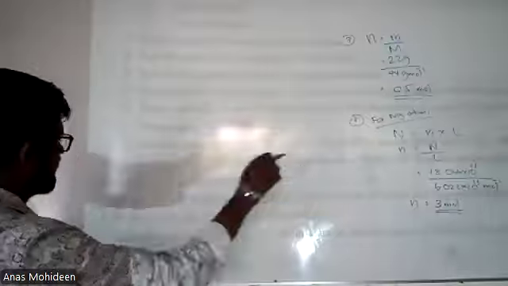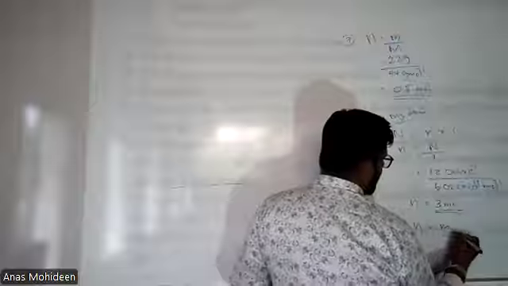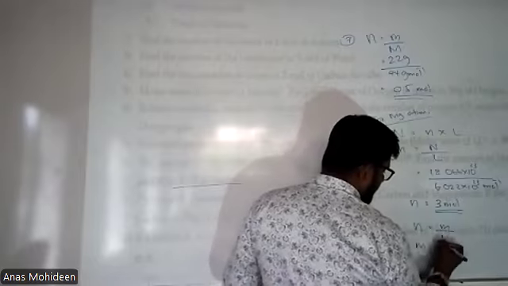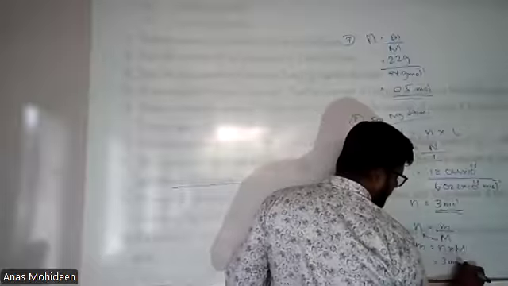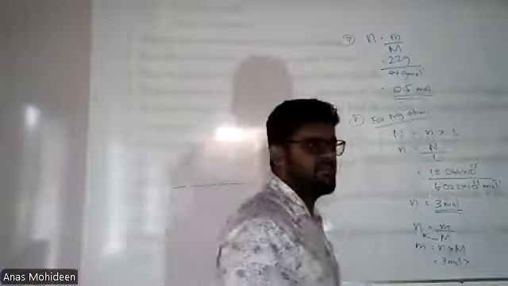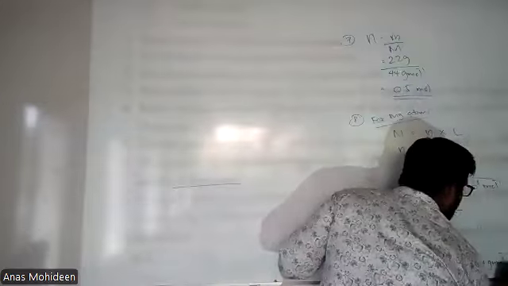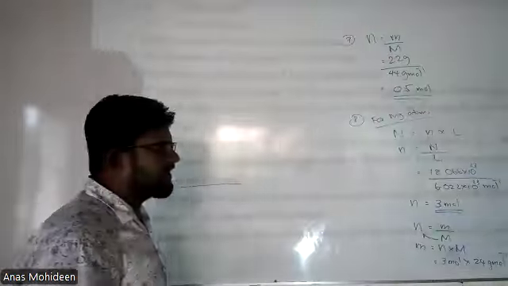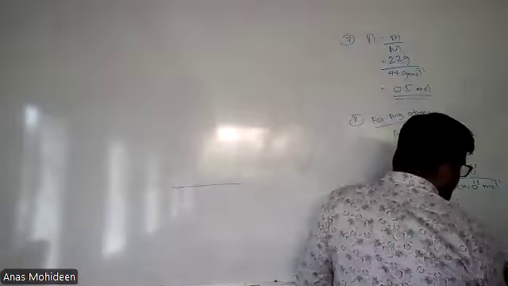Then the question asks you, find the mass. Now, moles is equal to given mass over molar mass. You want to find out the mass, so M equals moles into molar mass. How much moles? 3. What is the molar mass of magnesium? It's not given here, but you have it in the table. 24 grams per mole. So 3 into 24, how much is it?